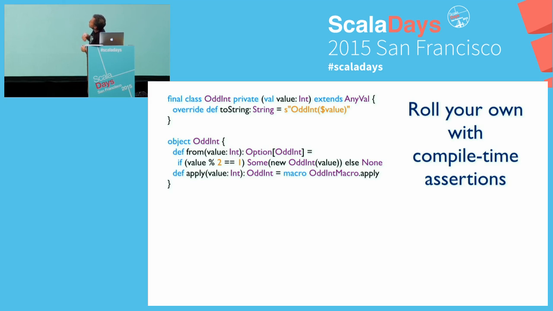So what this is: if you want to have an odd integer, you basically want a type that says this number is odd. What you would do is create a final class OddInt that extends AnyVal, and it contains the value Int, and then you can add methods in there that could be called on that thing, but actually at runtime its underlying is Int. And then you make a companion object with the apply and the from. So there's the from method that returns an Option and the apply method that actually just returns the type. And it is implemented in terms of a macro.